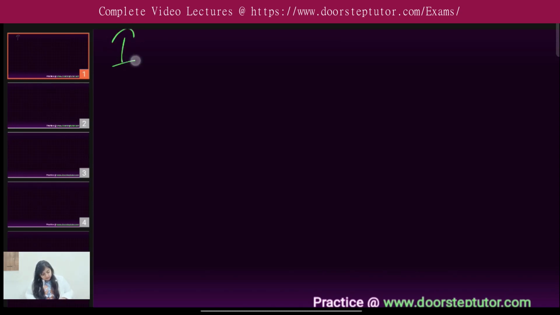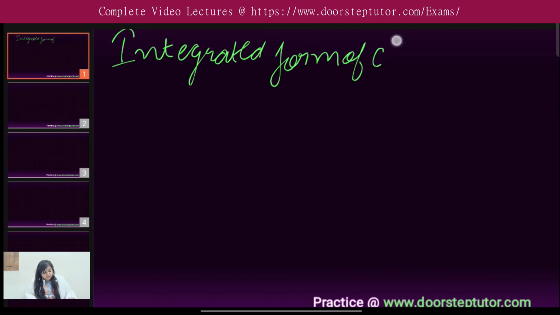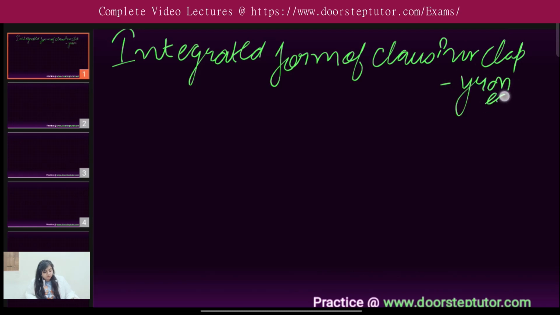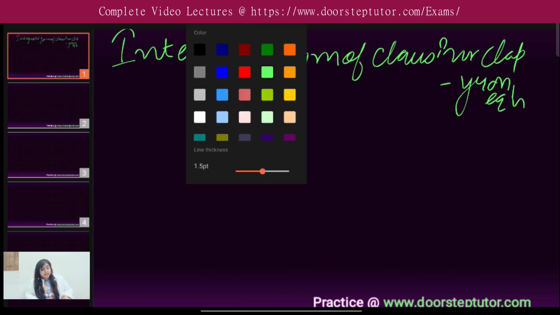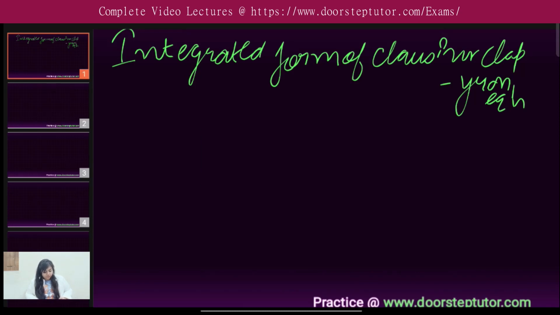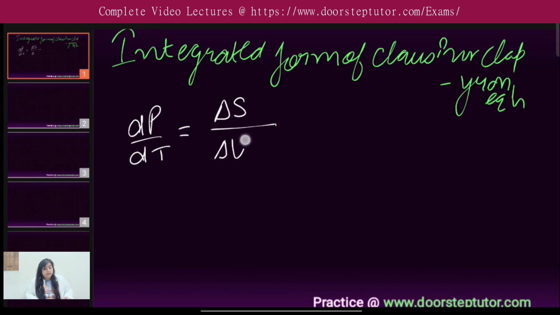So our integrated form of the Clausius Clapeyron equation. So we know that dP by dT, that was the effect of the change of the pressure, dP by dT, this was given as delta S upon delta V, where delta V was the change in the volumes. So we are beginning with the first case, that is for the melting process.